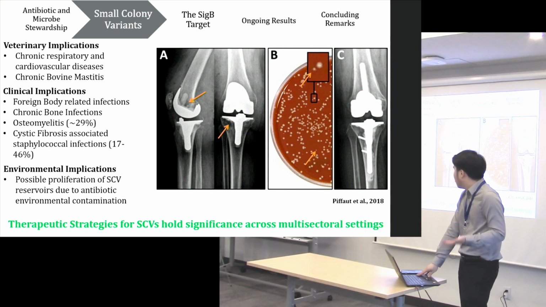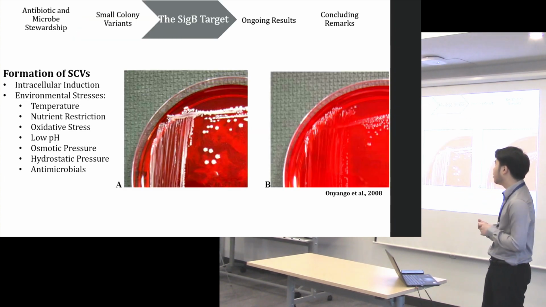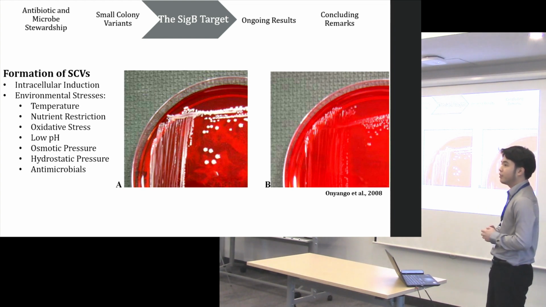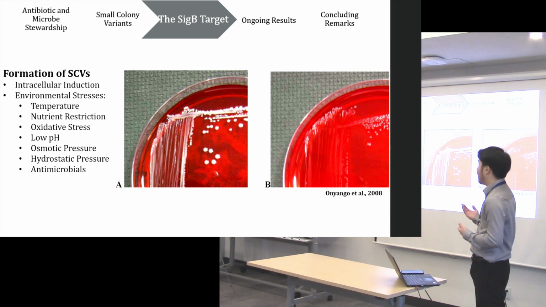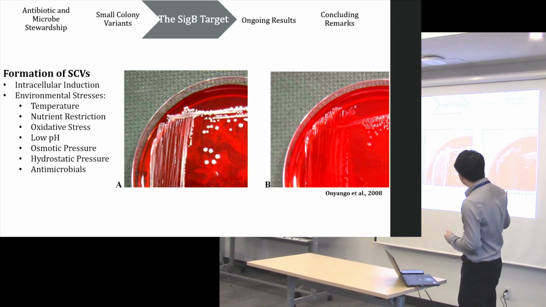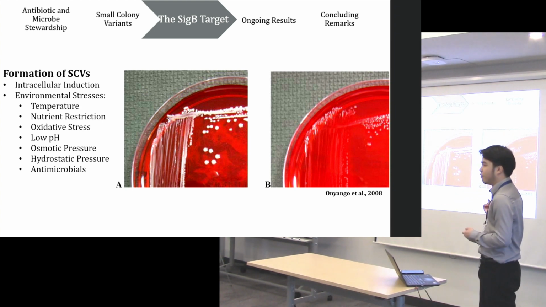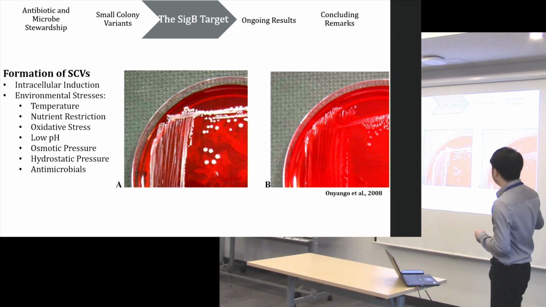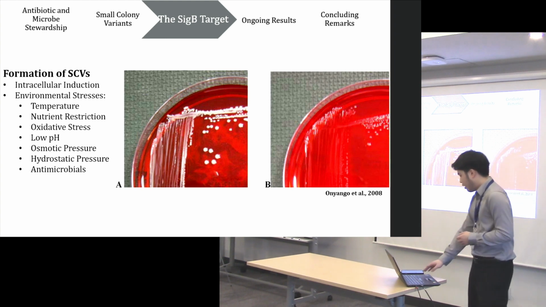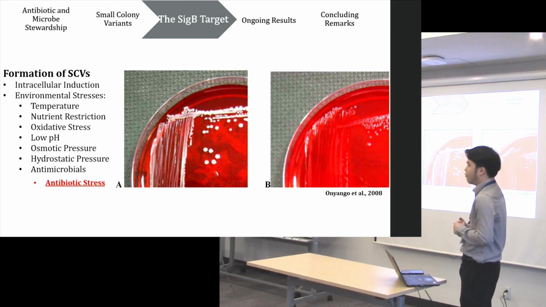So how did I go about looking into how to target these SCVs? Well, first I looked into the formation of SCVs. There are many different stressors and pathways to the formation of SCVs, and one of them is intracellular induction without antibiotics, which can simply form within your body. The other is a variety of environmental stresses as listed here. This picture is an image of Staphylococcus that was subjected to cold stress for 3 months, resulting in the SCV phenotype after 3 months. So in my research, I focus on antibiotic stress, which is a subset of the antimicrobials.